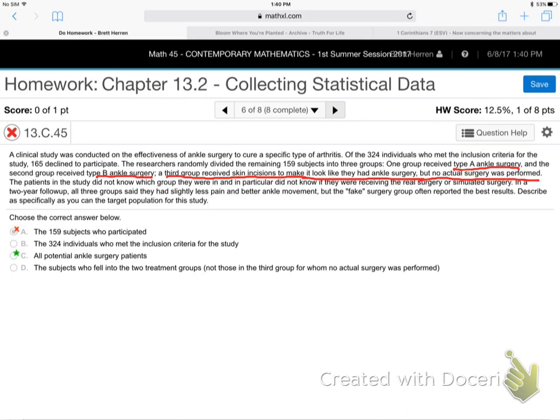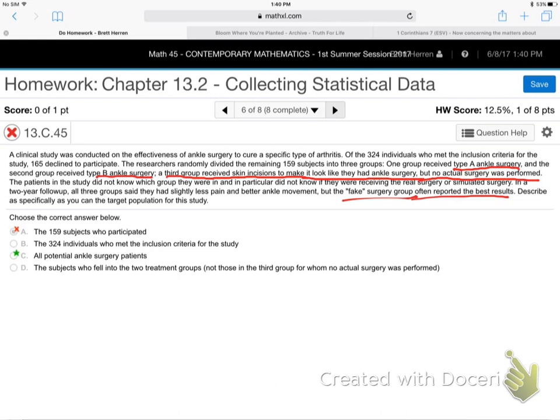In the two-year follow-up, all three groups said they had slightly less pain and better ankle movement. But the fake surgery group often reported the best results. Now, this particular problem is made up, but it's based on something that really happened, and probably more than once. I don't have time to find it and read it all to you, but it did happen. It was in Houston. I remember I read it earlier. There was a study just like this. It was actually knee surgery.